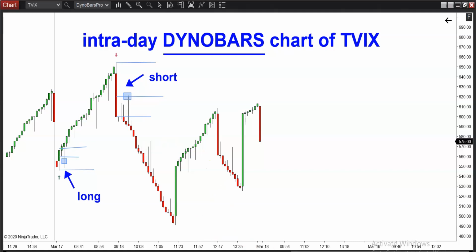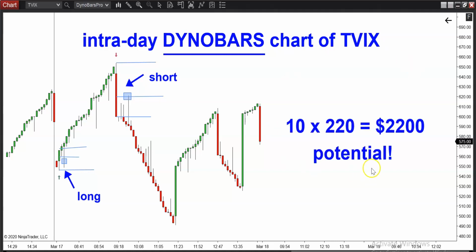Well, here's the simple math on this, guys, and I'm only talking about 10 shares. Forget about 50 shares, forget about 100 shares, forget about 1,000 shares, just 10 lousy shares. Then here's the math: 10 shares times a potential $220 move. I know that seems insane, but trust me, when you watch this video, open up the TVIX and check out the intraday high and low, you're going to fall off your chair. 10 times 220, this is a $2,200 potential profit just trading 10 shares.